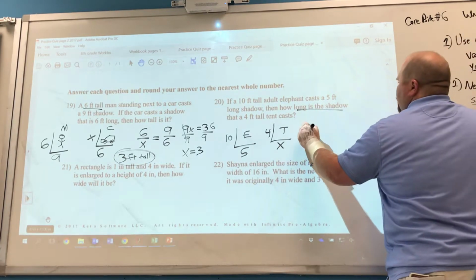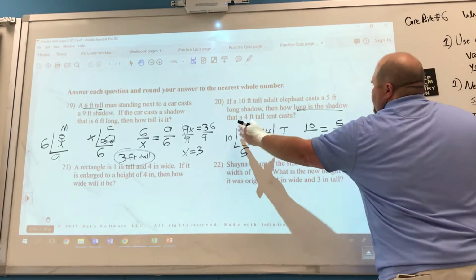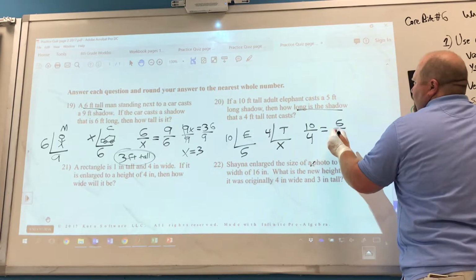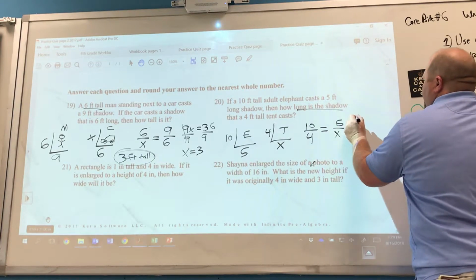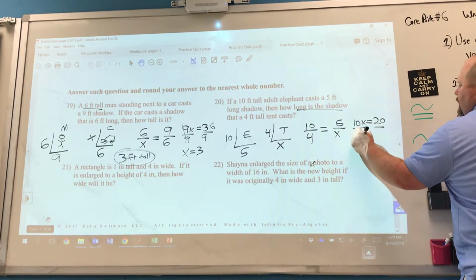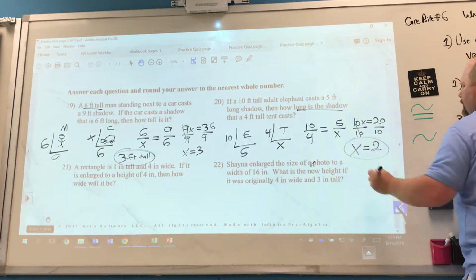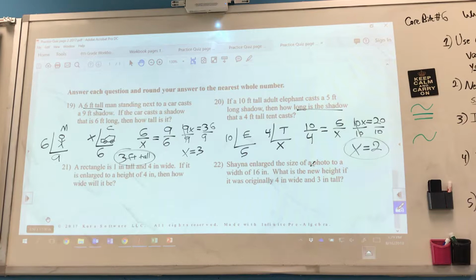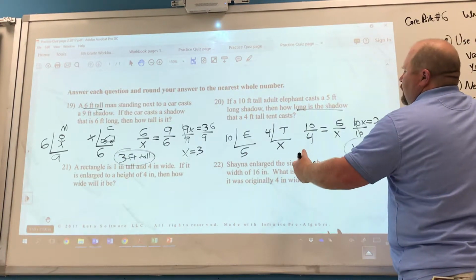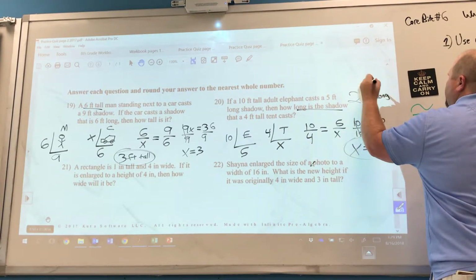So once again, I'm going to set up my proportion. Got 10 and 5 on the top because they came from the same figure. 10 corresponds to 4, and 5 corresponds to x. 10 times x is 10x. 4 times 5 is 20. Divide both sides by 10. And we find out that x equals 2. So to answer the question, how long is the shadow of the tent? You can write the tent's shadow is 2 feet long.